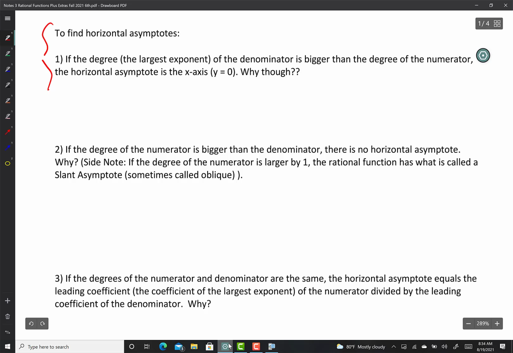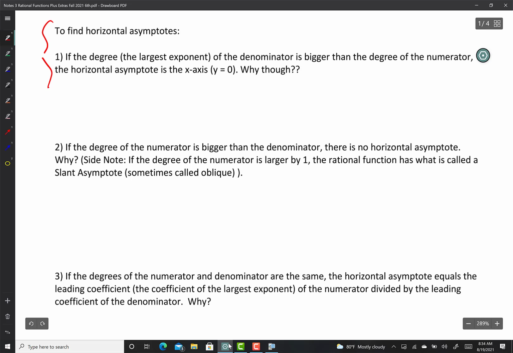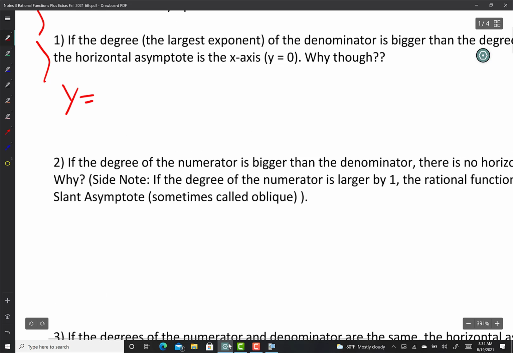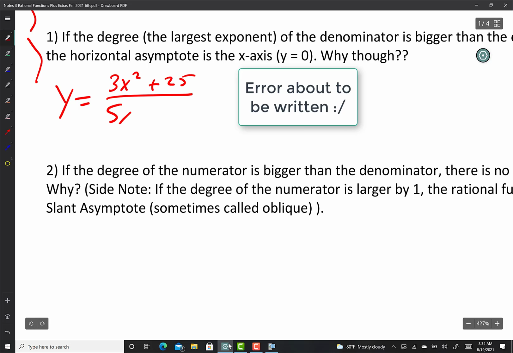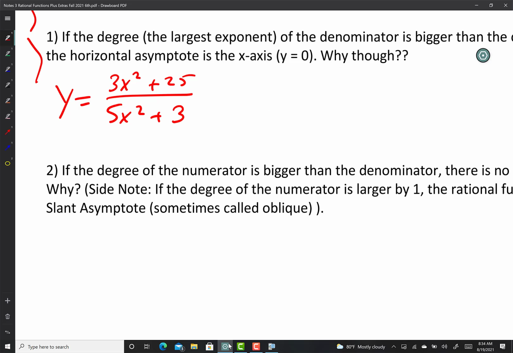So comment number 1. Why is that true? Why is it true that if I have a larger degree in the denominator than the numerator, and I'm just making this up, 3x squared plus 25 over 5x squared plus 3, why is it true that my horizontal asymptote is 0?